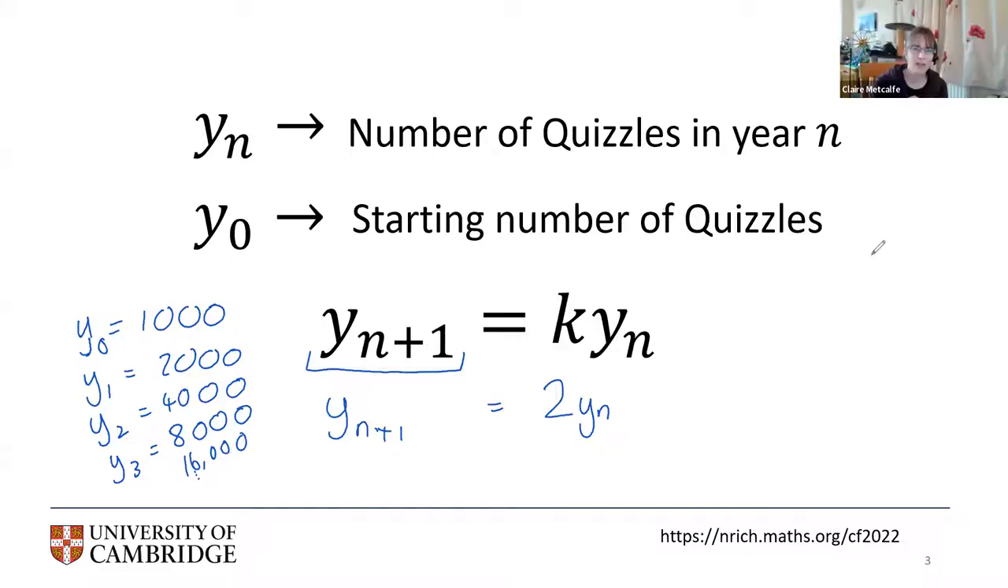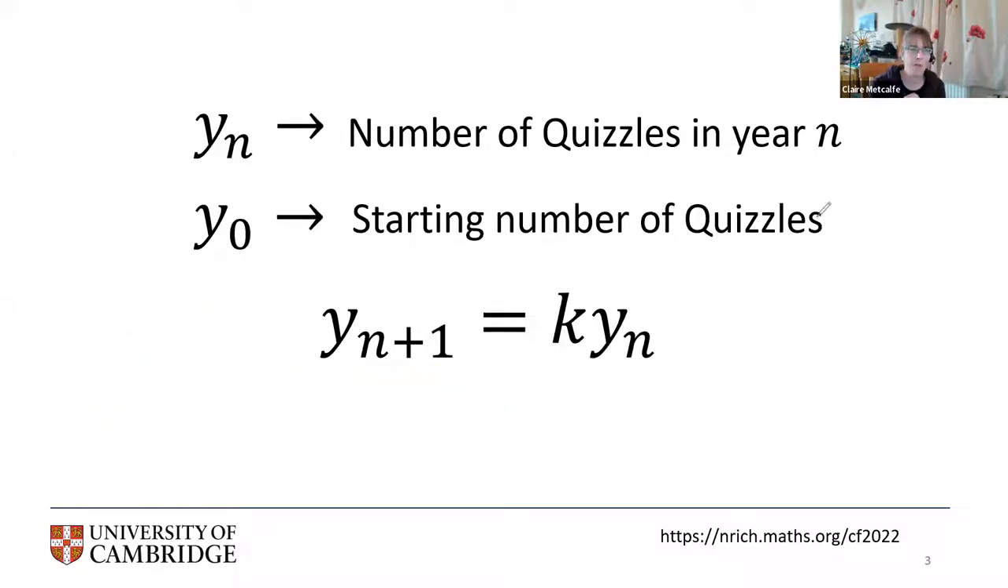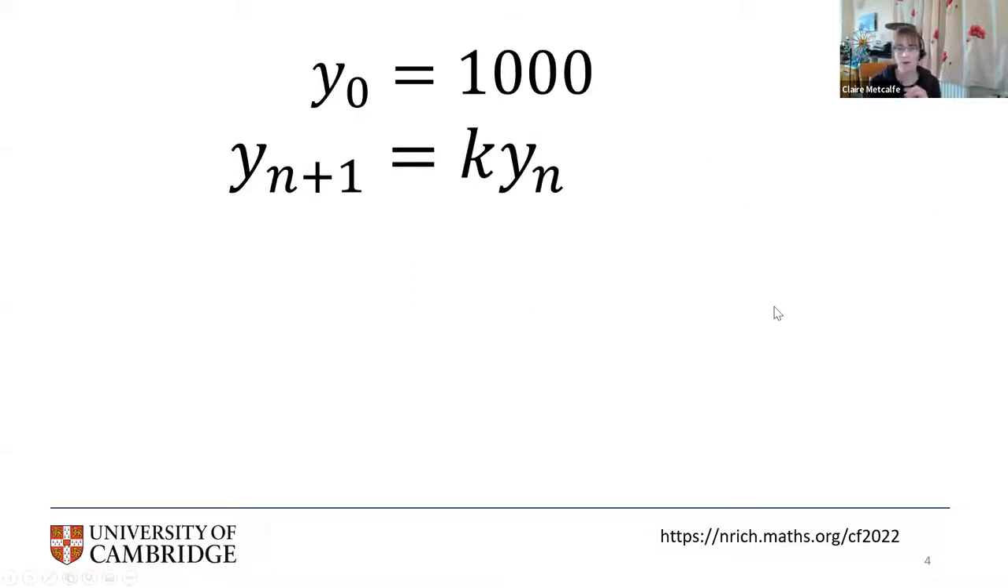No, this looks like it might have some problems, but we'll just have a look and see what happens for a few different values of k. And this is going to be a chance for you watching to take part. So I'm going to start with y0 is 1,000. I'm going to start with yn+1 equals k yn. Well, I'm going to keep that. And I'm going to ask you in the chat, which I'm about to open up, I'm going to ask you a couple of questions.